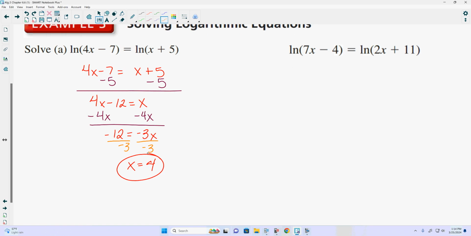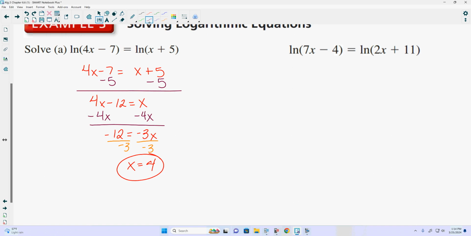We could have done it in different ways. If we added 7 and subtracted x, it would have just told us that 3x equals 12. Divide by 3, and we get that x is 4. So either way, we get to the same thing. We're ready for the next one.